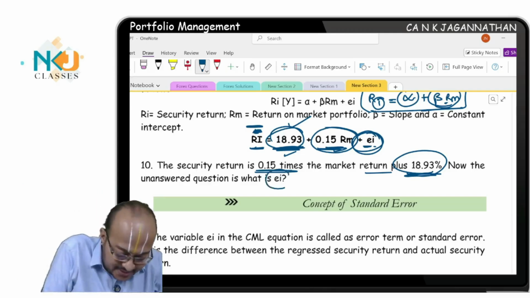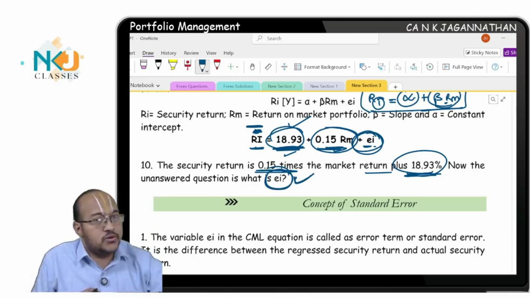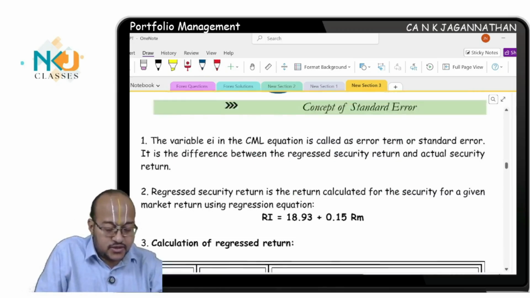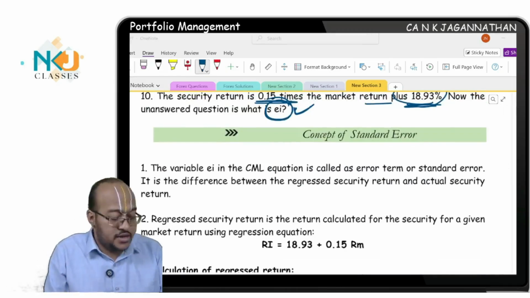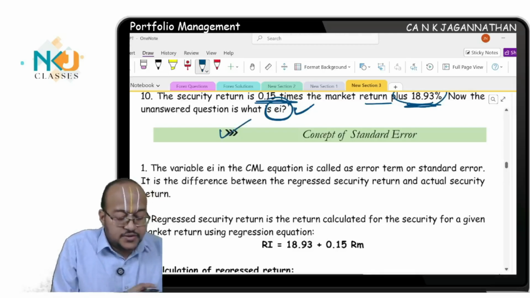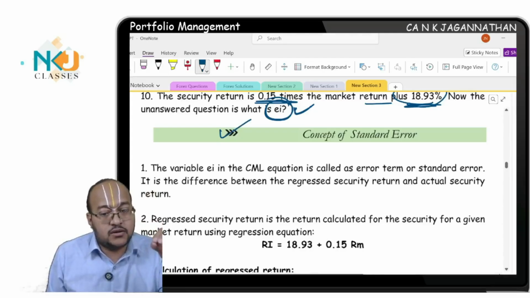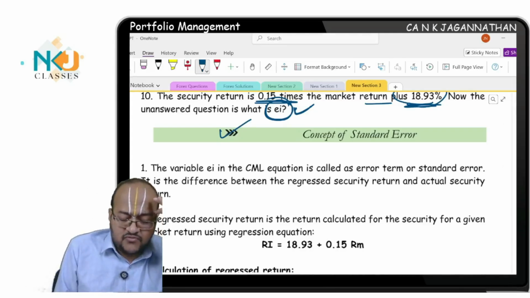Now all this is fine. So what is this Ei? What is this error term we are going to discuss? See, the concept of standard error. So what do you mean by standard error? See, very simple. The difference between the actual return and the regressed return is called standard error. Very simple.